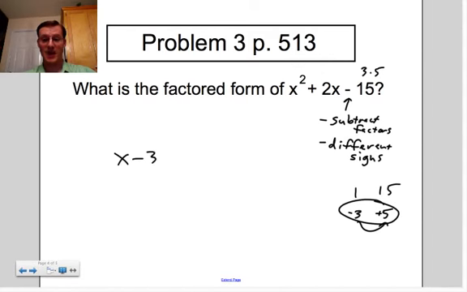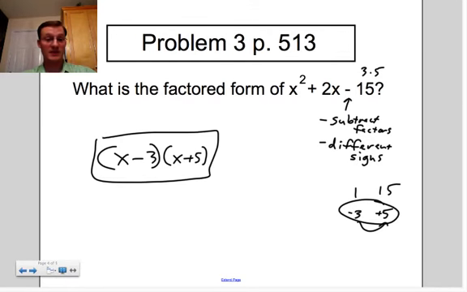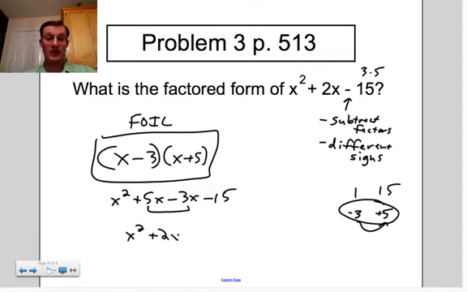So we have x minus 3 and x plus 5. We think that's our answer. Let's try it with FOIL. First is x squared. Outside plus 5x, inside minus 3x, and last minus 15. Combine the linear terms, x squared plus 2x minus 15, and you notice that did work. So this is our correct answer.